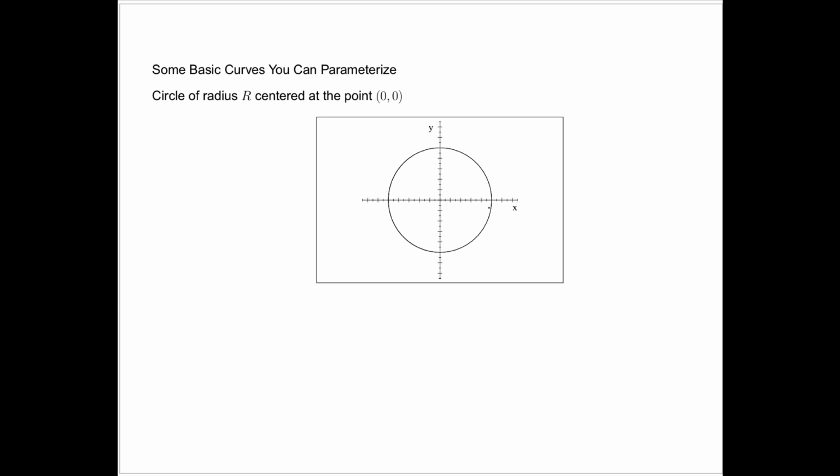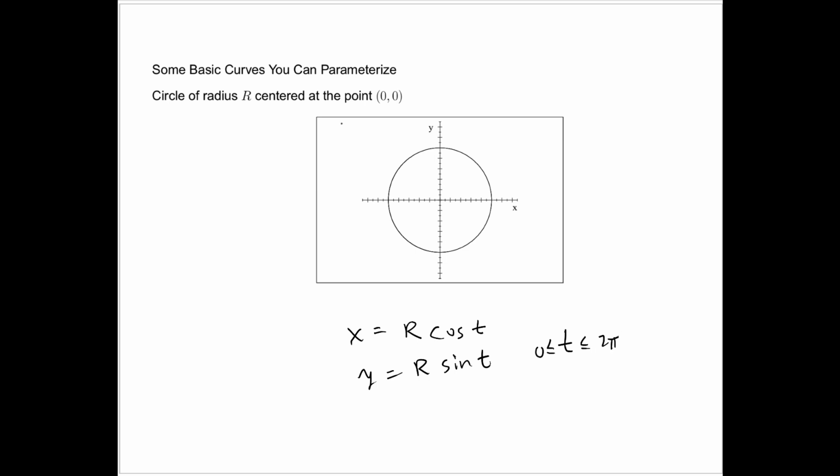Here's some variants, other curves that we should be able to parameterize. Let's say we want to talk about a circle of radius r centered at the point 0, 0 at the origin. This will have a simple parameterization. x equals r cosine t, y equals r sine t, and again here we'll have t going from 0 to 2 pi.